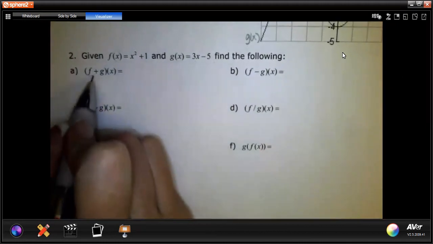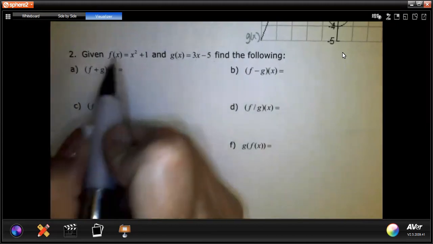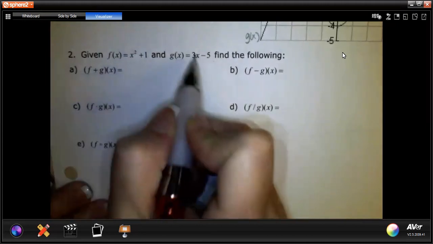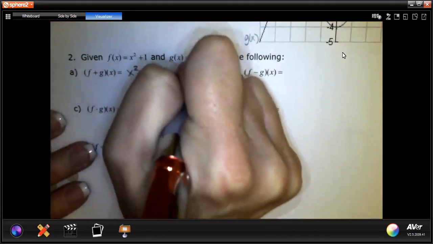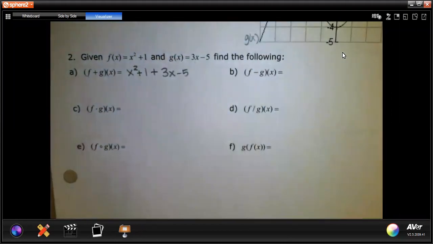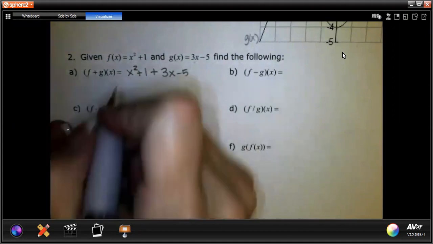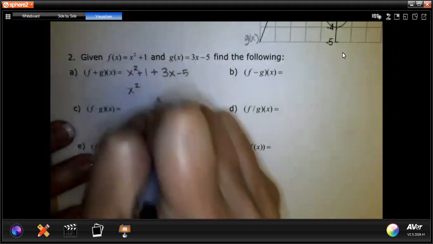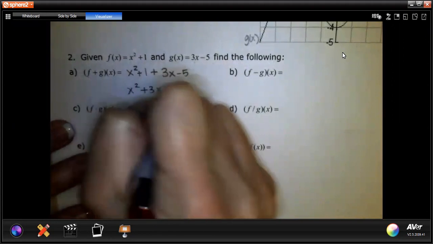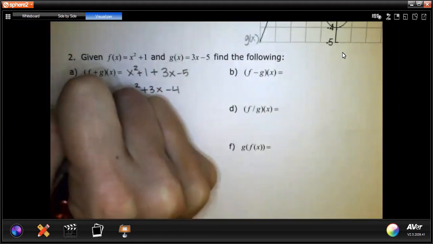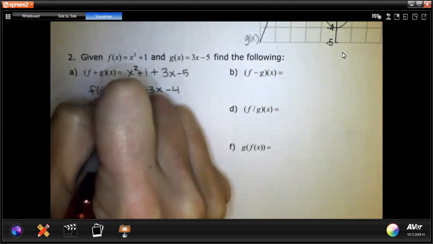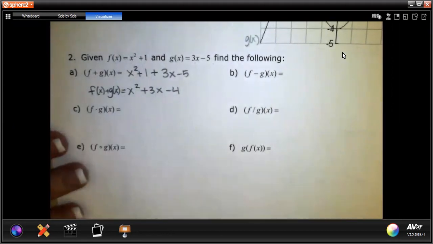So if we've got f plus g of x, we're saying we're going to add this entire function to this one. So we get x squared plus 1 plus 3x minus 5. We took all of f of x and added it to all of g of x. In this case, we would combine our like terms, and so we get x squared plus 3x minus 4. So that is f of x plus g of x.